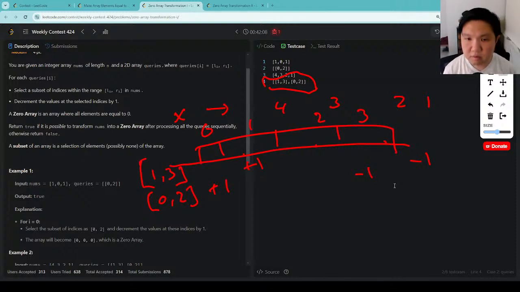Okay. I think I got question 3. Alright. Let me check on how to do question 3. Line sweep algorithm.